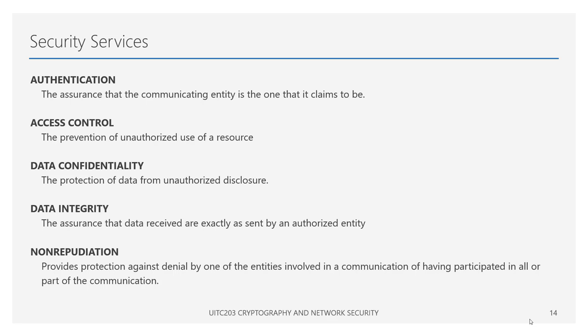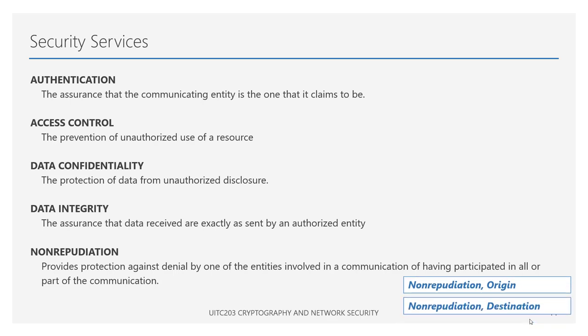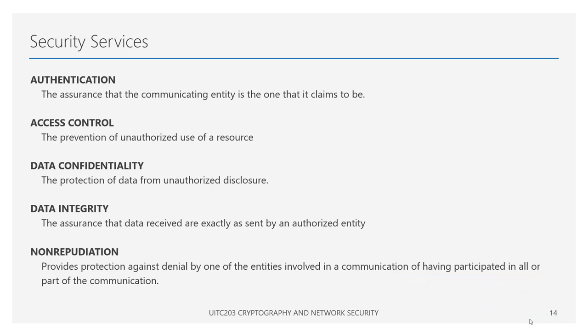Non-repudiation prevents the sender or receiver from denying a transmitted message. There are two types of non-repudiation, namely non-repudiation at origin and non-repudiation at the destination. Non-repudiation at origin ensures the proof that the message was sent by the specified party. Non-repudiation at destination ensures the proof that the message was received by the specific party. Therefore, the event of sending as well as reception cannot be denied by the parties involved in the communication.